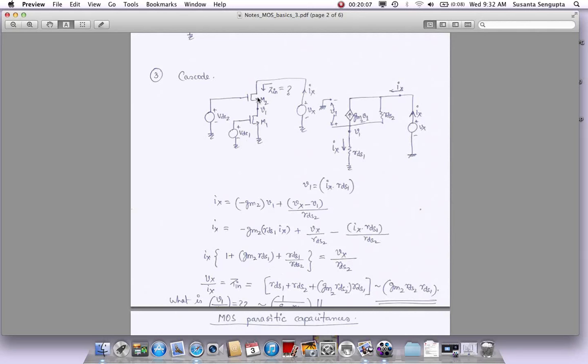So GM2 times RDS2 times RDS1 becomes the output impedance, which is huge, which is what you want to see. And as we will see for current sources, when you design current sources, you want the output impedance to be extremely high. And this way, by cascoding, you get that. I had another important thing here, but I'll try to just talk through it because somehow during scanning it got cut.